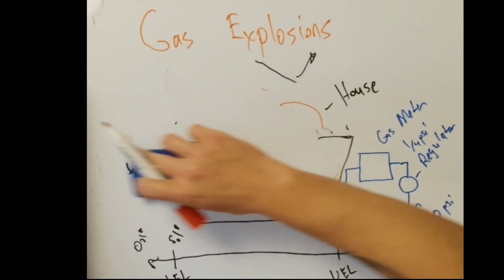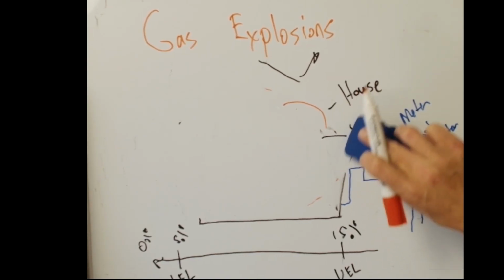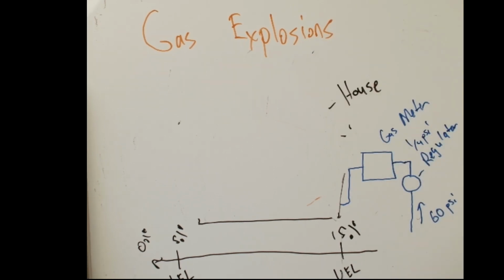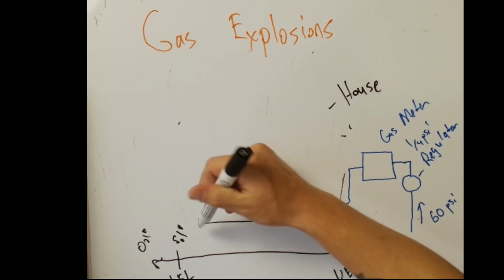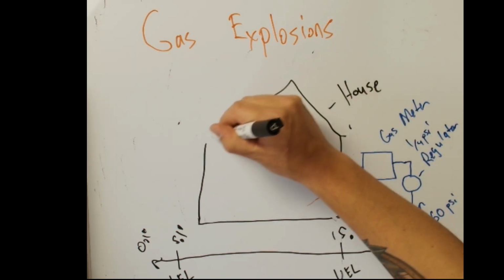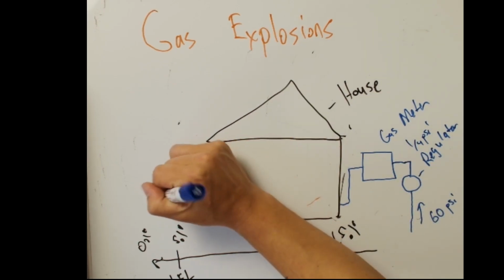What if we have an upper explosive limit explosion? So if we do the same thing, and we have, say, 14% in air, fuel-air ratio. So let's say we have 14%.